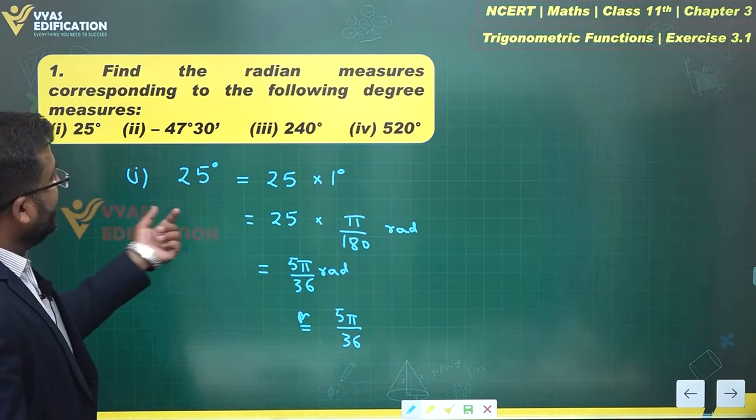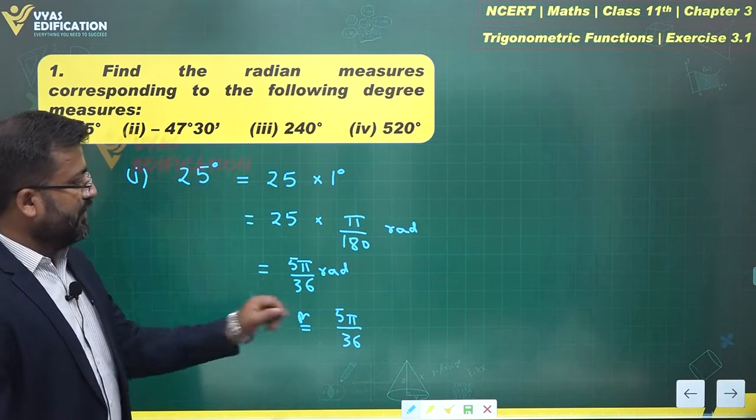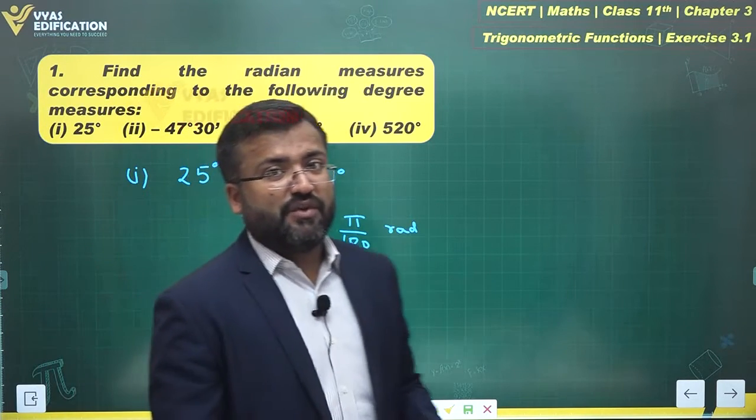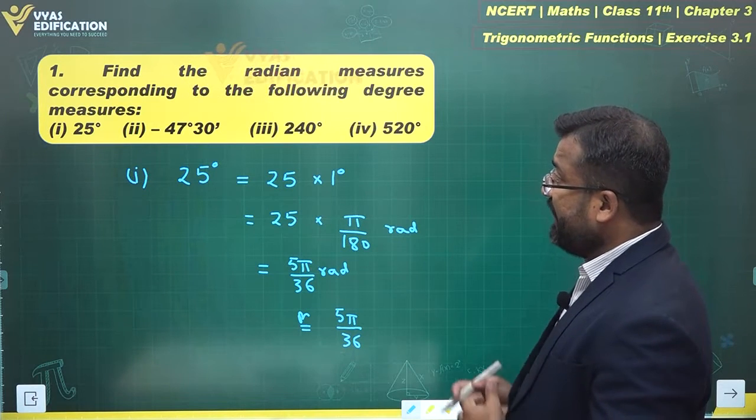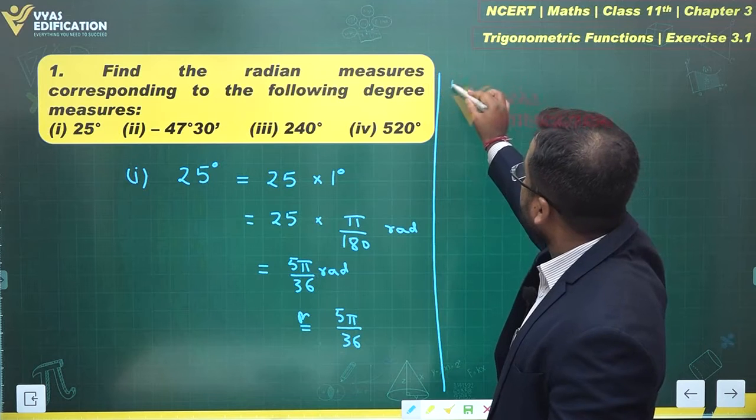This 25 degree is equal to 5 pi upon 36 radians, right? This is what you find. This is the first part for us, which is very simple. Similarly, we can find the remaining parts as well. Let's try to do that. Let's try to solve for the second part.